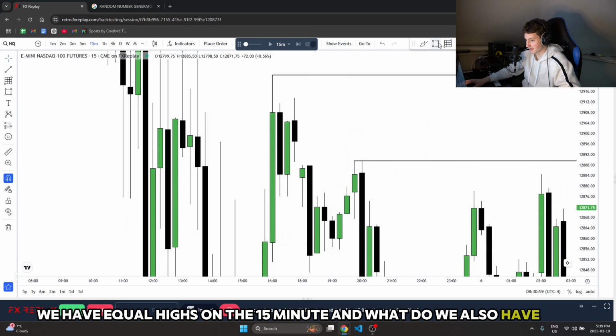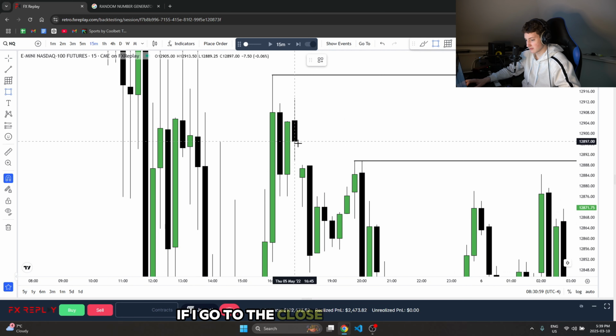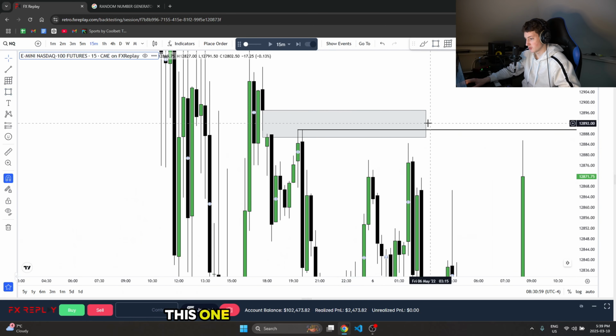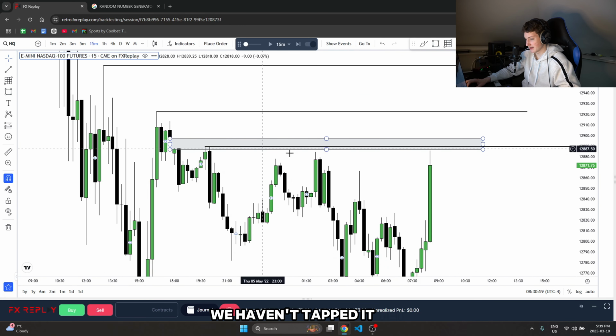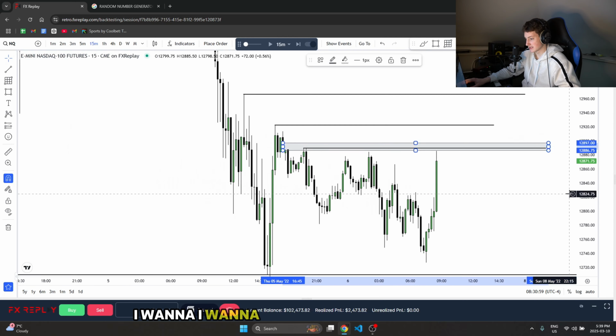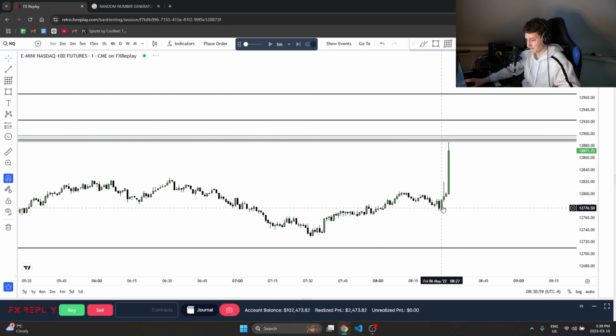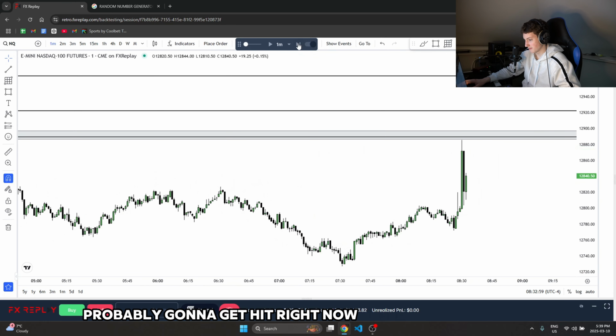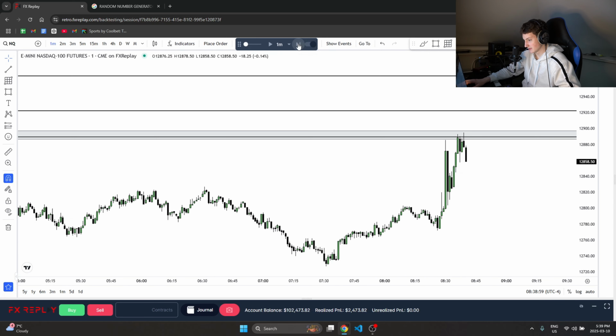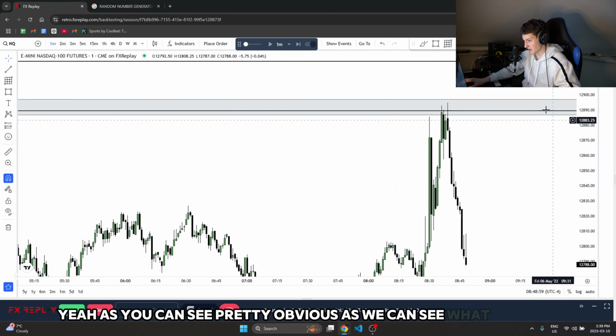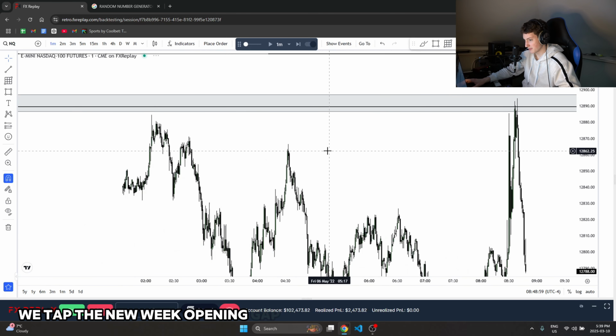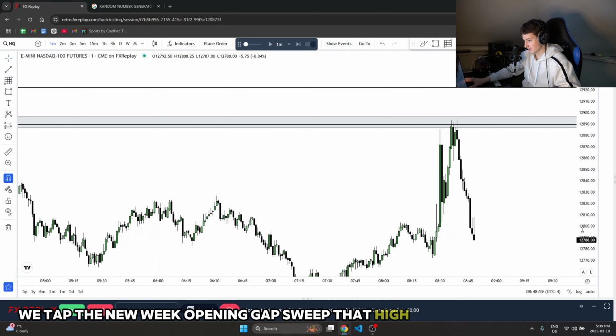And what do we also have here? If I go to the close of this candle, open of the bearish candle, close at the bottom, to the open of this one, new week opening gap, okay, we haven't tapped it yet. I want to see that be used as a target. Probably going to get hit right now based on that candle. Yeah, as you can see, pretty obvious. As we can see, what happens? We tap the new week opening gap, sweep that high, we start dumping.